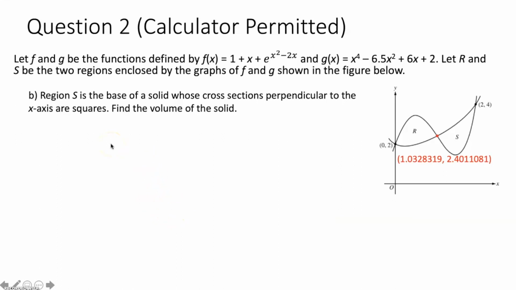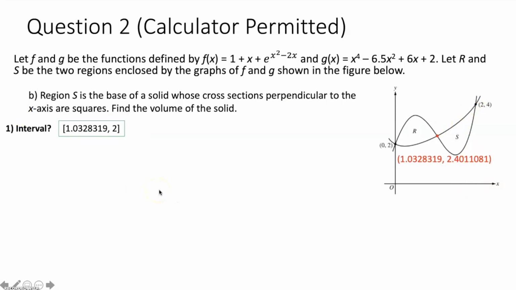So the first step in setting up a definite integral would be to figure out what interval we are going to integrate on. What is our lower and upper limit of integration? Well, looking at our graph, we see that the region S goes from x is equal to this x value to x is equal to 2. So that's the interval on which we're going to integrate.